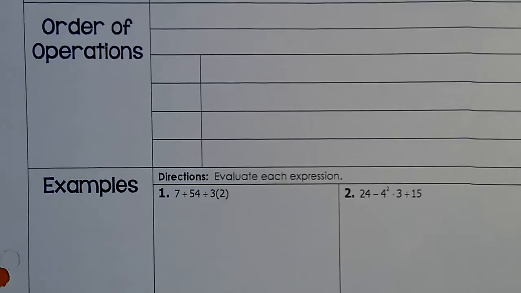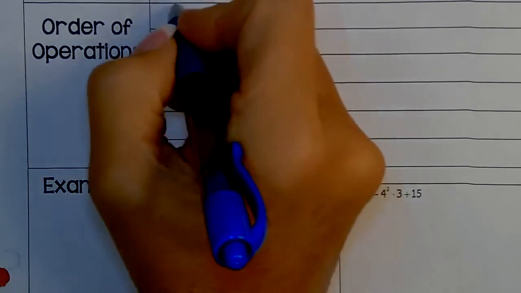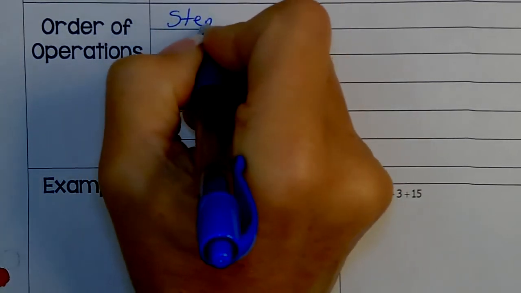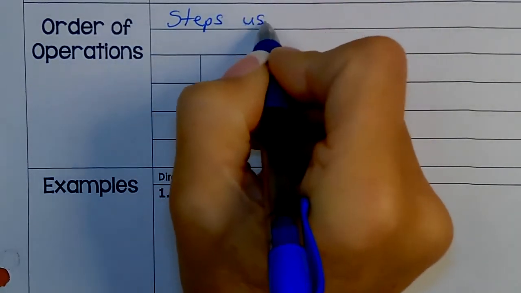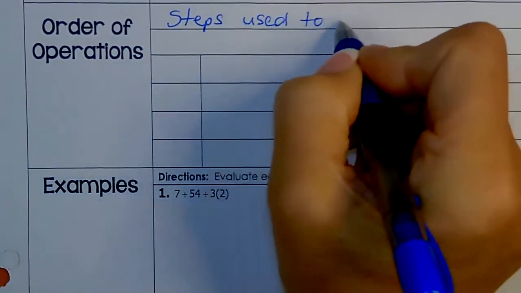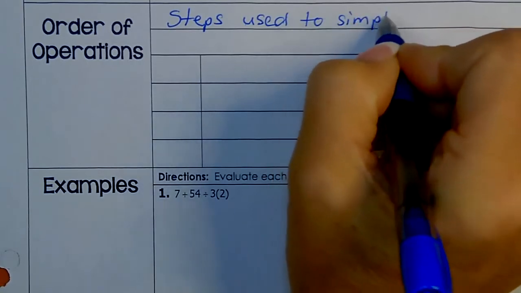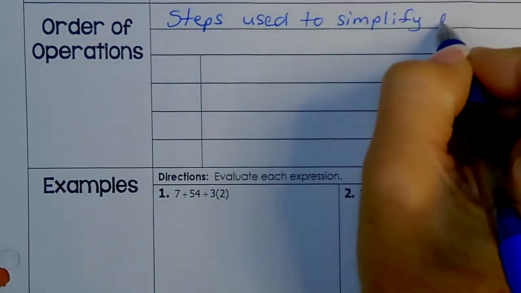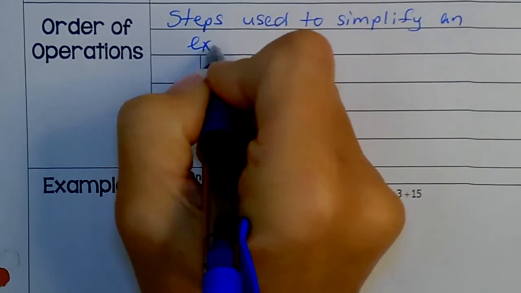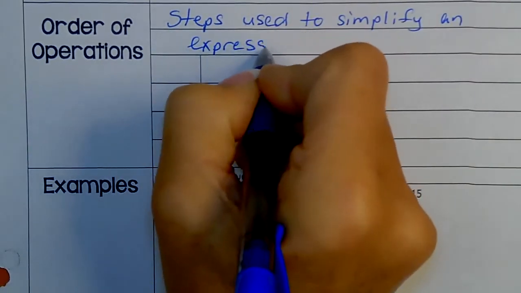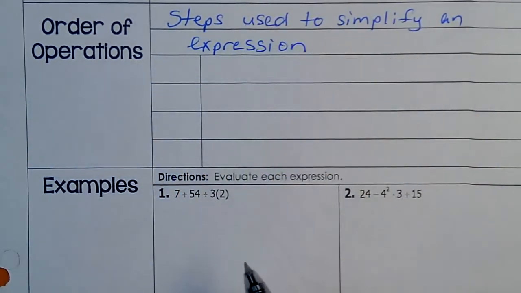Today's topic is order of operations. So the order of operations are the steps used to simplify an expression. So an expression does not have an equal sign.